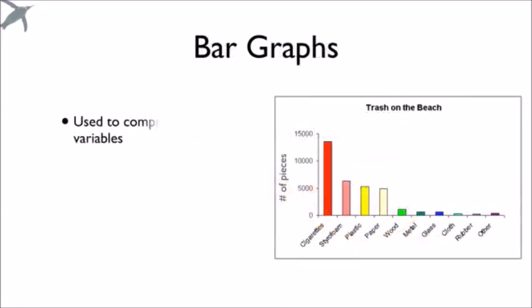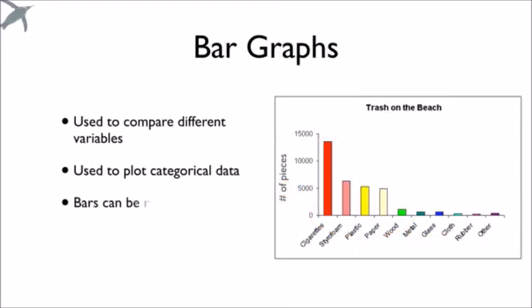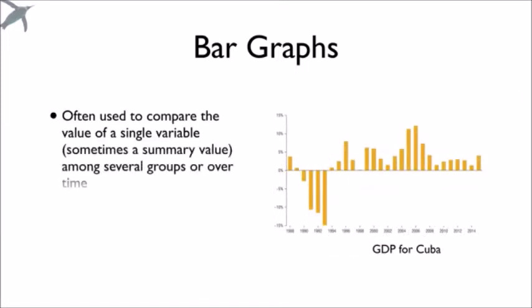Next, we've got bar graphs, and bar graphs are used to compare different variables or categories like this one. You notice that the bars can be reordered and they do not touch each other. Bar graphs are also useful for looking at things like this, where you have a single variable or a summary variable, like a mean, among different groups over time.